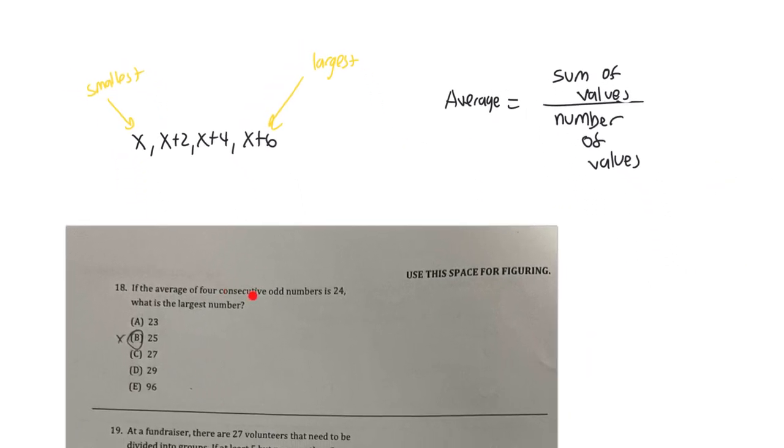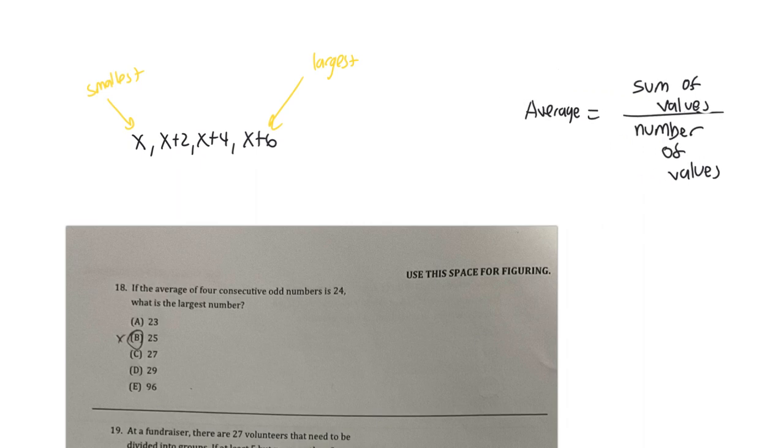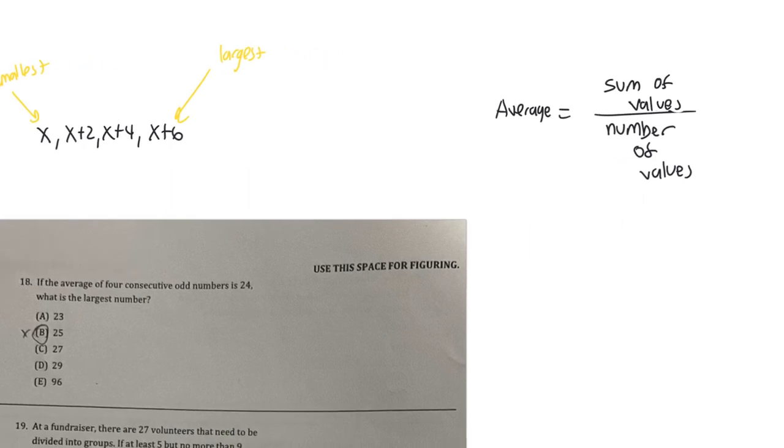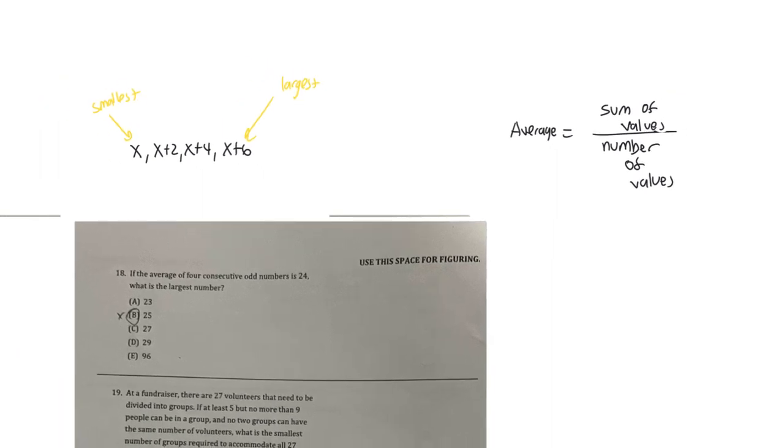Now, they say that the average of these 4 consecutive odd numbers is 24. So if we were to use the average formula, the average would be 24, and we know that it's 4 numbers that we're adding together. So the number of values that we're adding together is 4, so we could put a 4 down here. And what belongs on top is the sum of values.